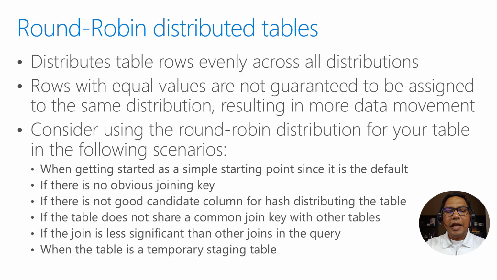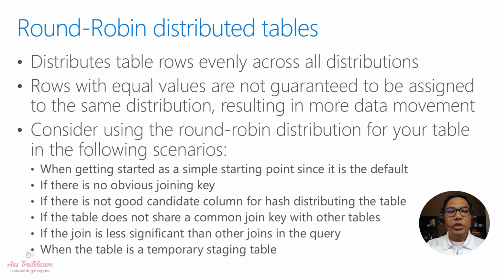Now let's recap what we have learned so far about round-robin distributed tables. It distributes table rows evenly across all the distributions. Rows with equal values are not guaranteed to be assigned to the same distribution. It means there could be data movement when we are doing aggregation on the data. That will require a data shuffle, and there will be data movement with that.